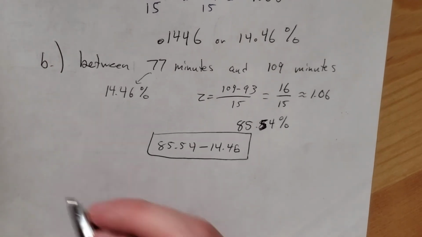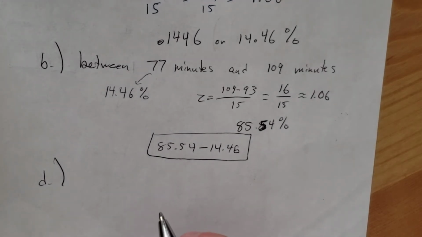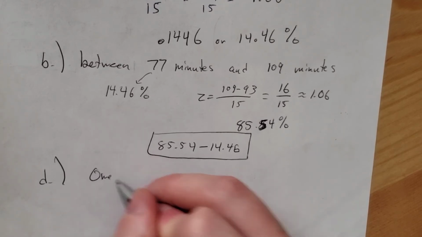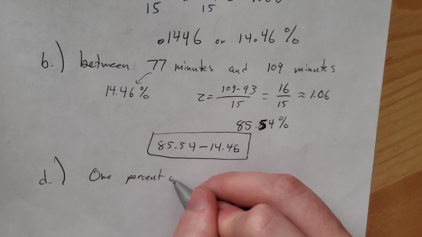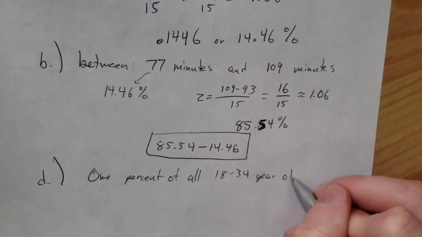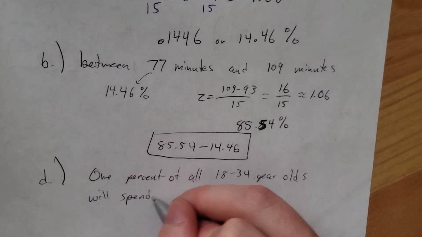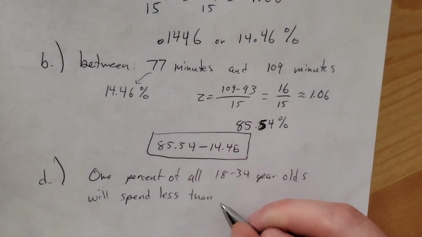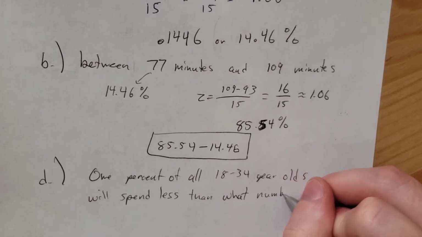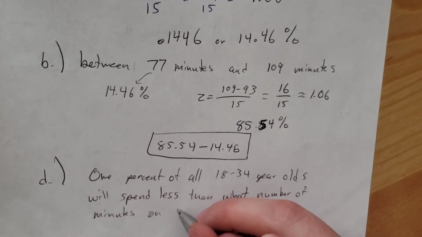We're going to skip ahead and say, this is actually part D for this question. Part C is similar to the previous ones. Part D says 1% of all 18 to 34-year-olds will spend less than what number of minutes on their phone watching videos each week.